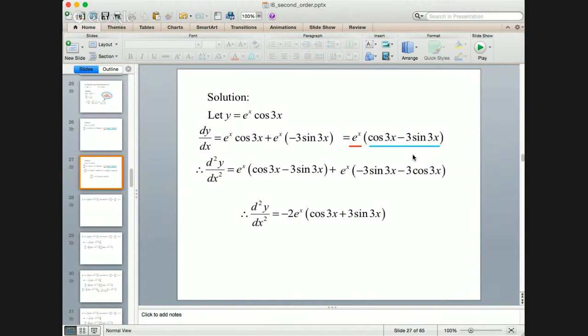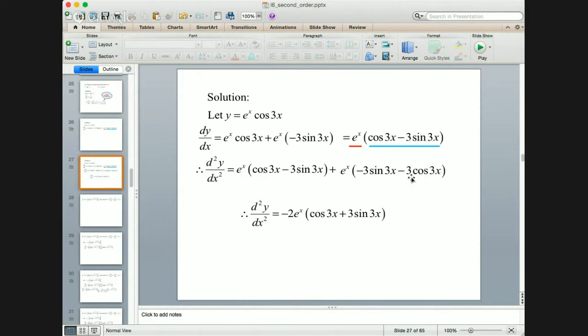Using the product rule again, you end up with an expression which does simplify. So exponential x derivative is exponential x as it is, cos 3x minus 3 sine 3x remains as it is, plus exponential x as it is, and then the derivative of the second function, which will be minus 3 times sine 3x minus 3 times cos 3x. I think there is a mistake here, right?